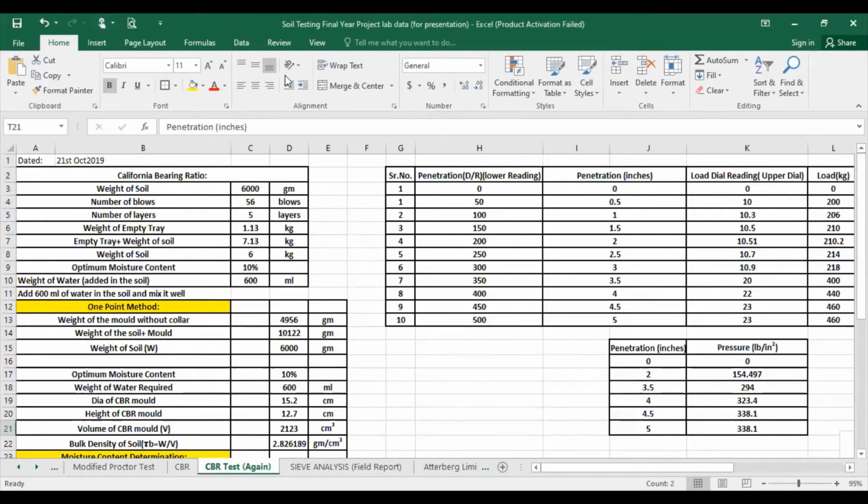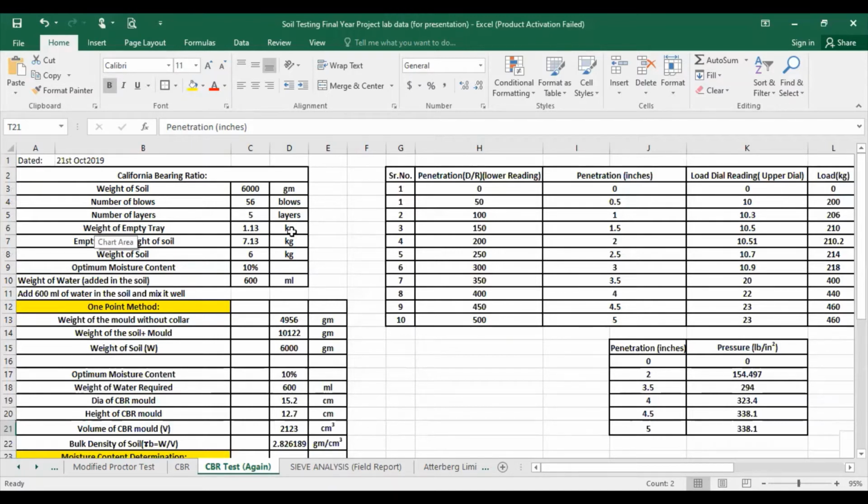So this is my FIP project. So how have we done the testing? For the California bearing ratio, the weight of the soil was 6,000 gram. Number of blows was 56 blows. Number of layers was 5 layers. Weight of empty tray is equal to 1.13 kg.